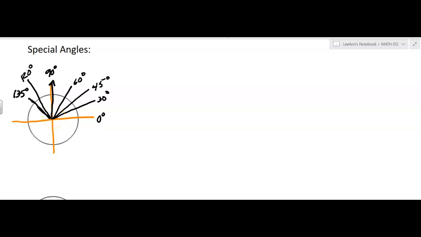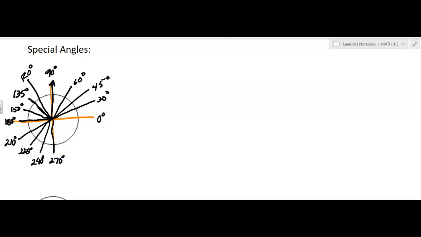Okay, now I want to go 60 degrees plus the 90 degrees. That's going to be 150 degrees. And then I'm at the next quadrantal angle, which is 180 degrees. Okay? Then I'm going to add 30 to 180. That's going to be 210. Then I'm going to add 45 to 180, which is 225. Then I'm going to add 60 to 180, which is 240. And then I'm at the next quadrantal angle, which is 270 degrees.